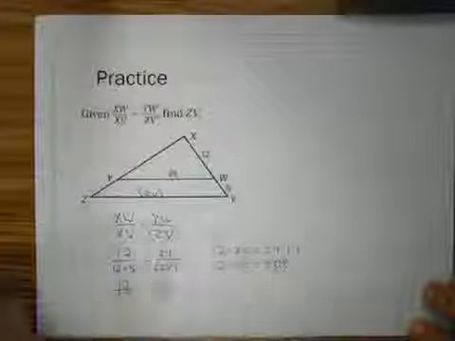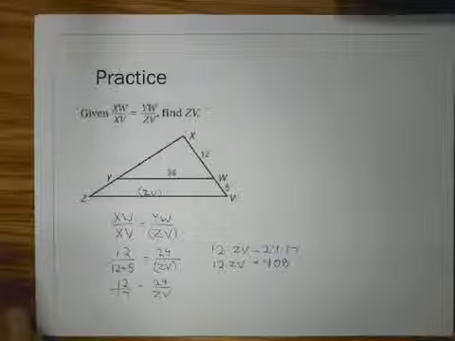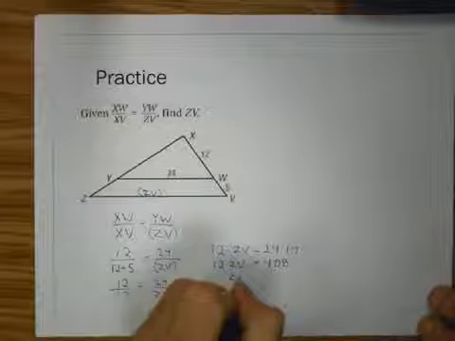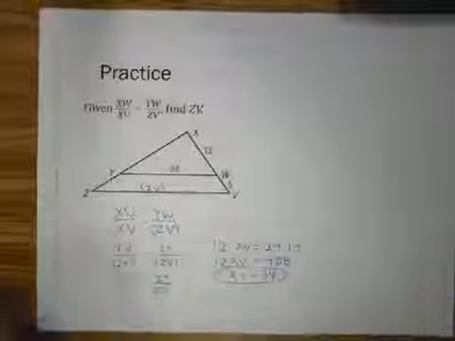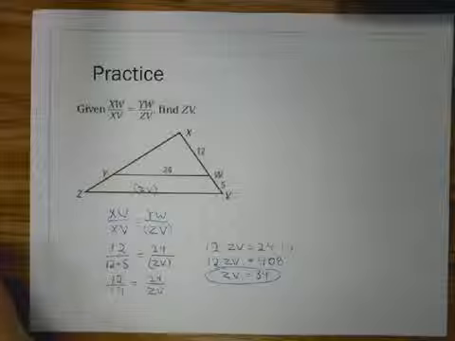So 24 times 17 gives us 408. 12 times ZV equals 408. 408 divided by 12, so I'm just going to divide both sides by 12. Gives me ZV is 34.